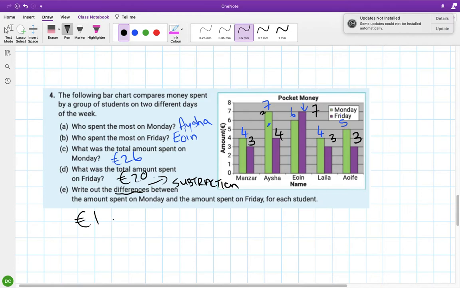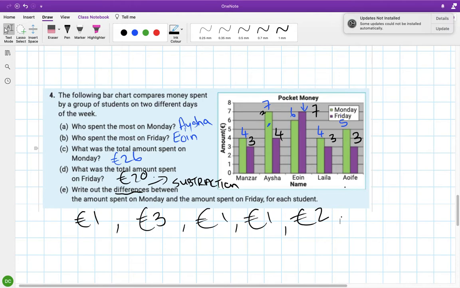It just says the difference, so I don't think you have to say which one was more. That was €1 more on Monday, but I think it's just the difference is €1. The difference for Aisha is €3. The difference for Own is €1. The difference for Layla is €1. And the difference for Aoife is €2.